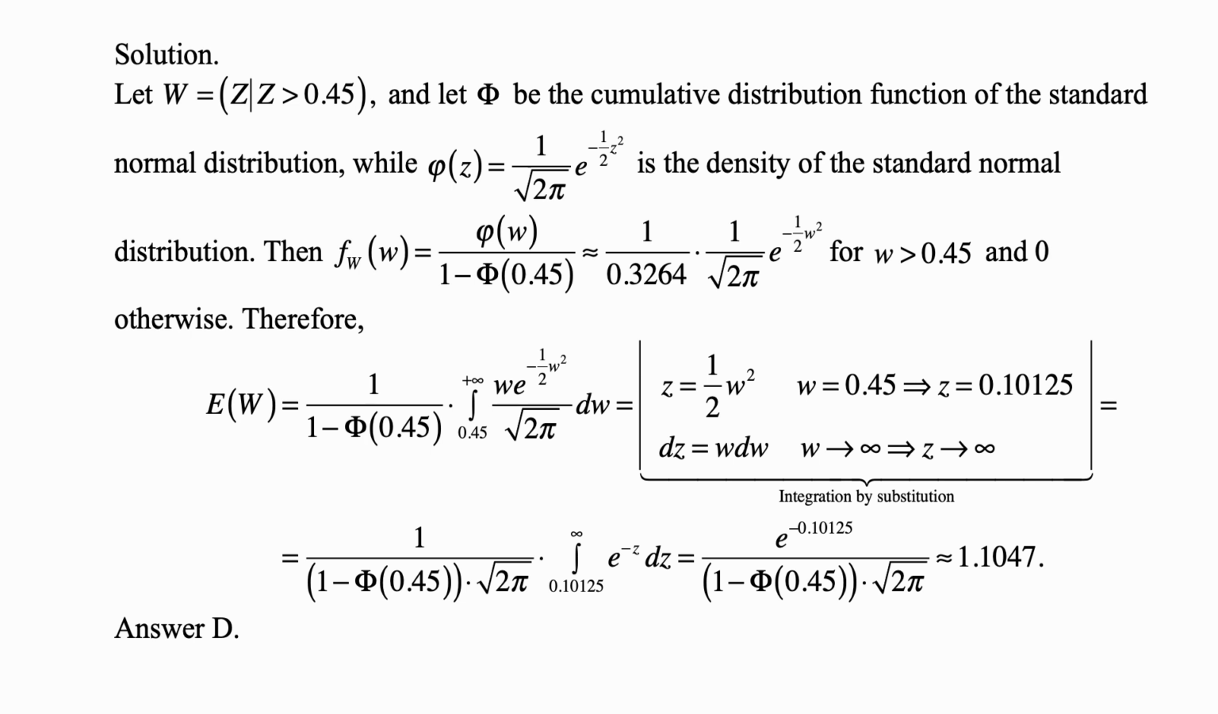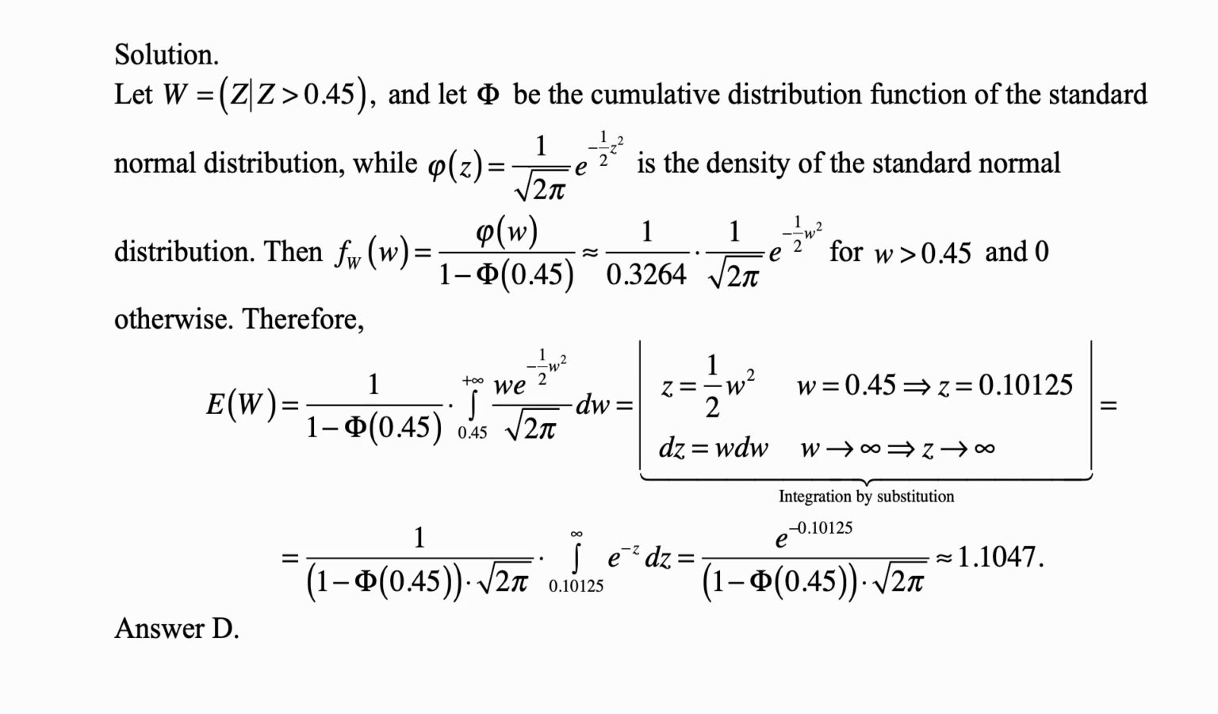So we substitute z equal to 1/2 w squared, dz is w dw, and when w is 0.45, z is equal to 0.10125, and when w goes to infinity, z goes to plus infinity. So we do this substitution. What do we end up with? We end up with 1 over 1 minus Φ of 0.45 times square root of 2π, the constants, times the integral from 0.10125 to infinity of e to the minus z dz. Oh, that's very nice. Notice that we have this w dw that was substituted by dz because of the way the substitution works.